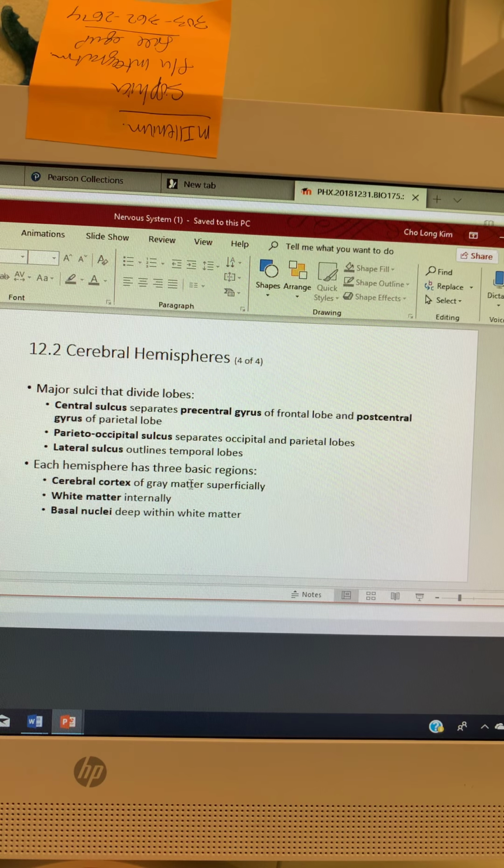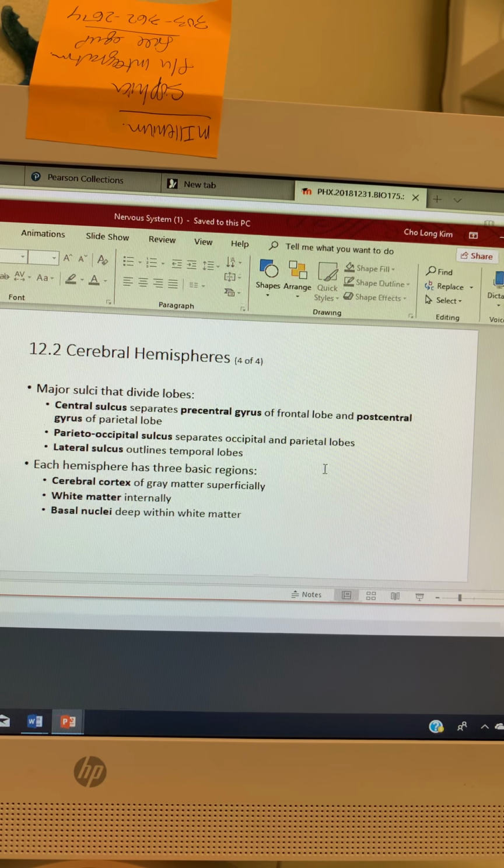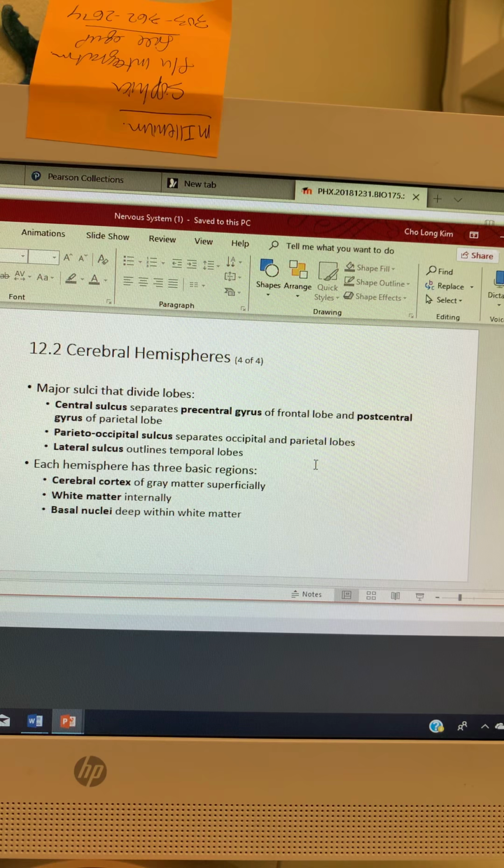Each hemisphere has 3 basic regions: the cerebral cortex, which is the surface, the superficial area, the white matter is internal. Basal nuclei are deep within the white matter. So just so you know, white matter in the spinal cord is on the outside, gray matter on the inside. It's the opposite in the brain area.